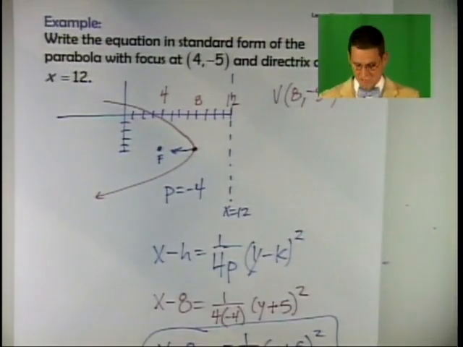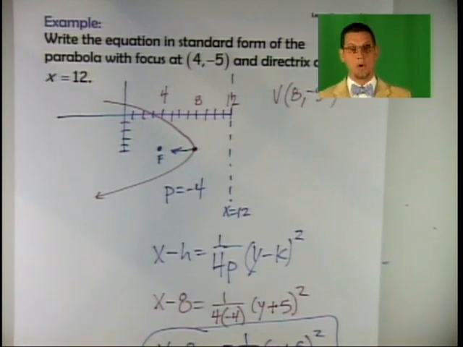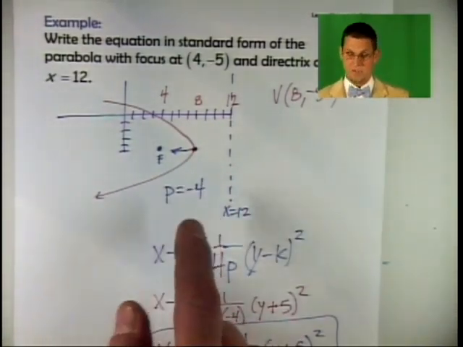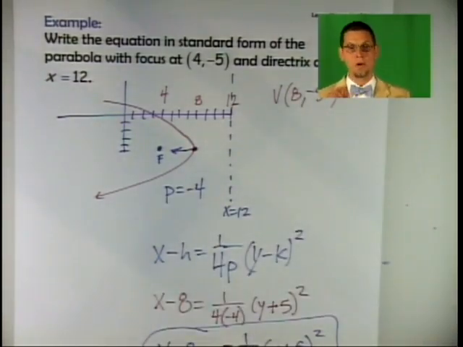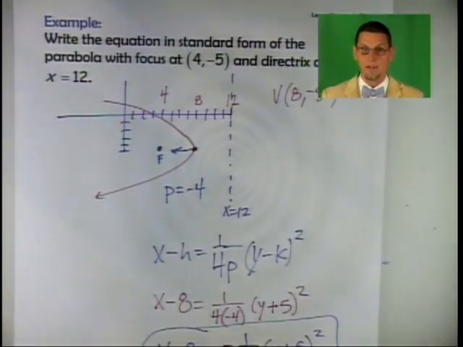But it was only a piece of cake because I sketched it first, I oriented myself, and I actually counted the distances to get my vertex and my P. Okay? Drawing a picture really helps. Try it. You'll like it.